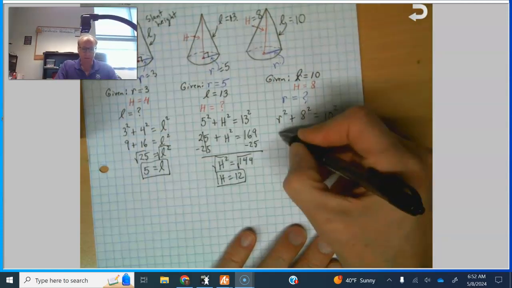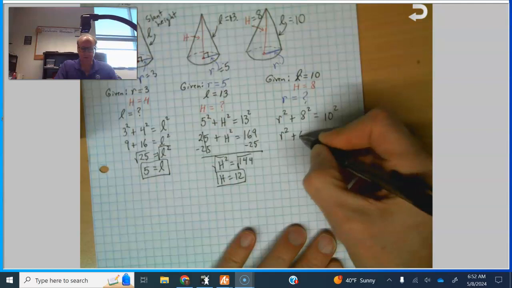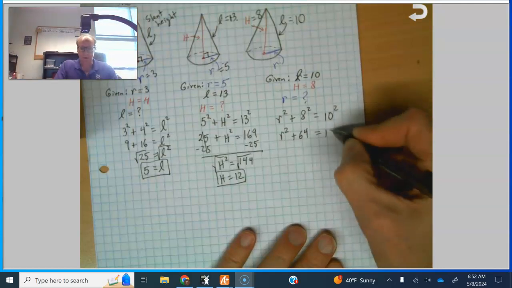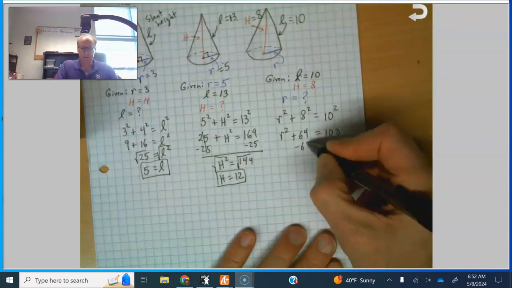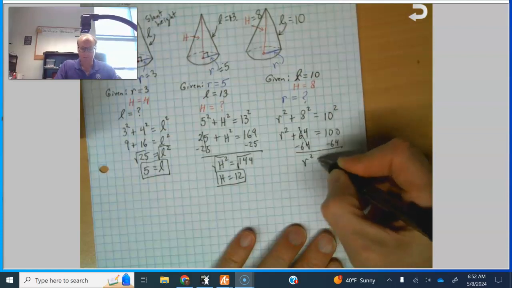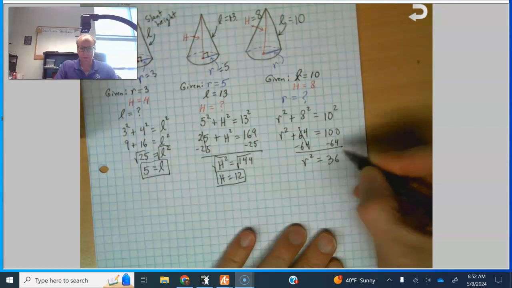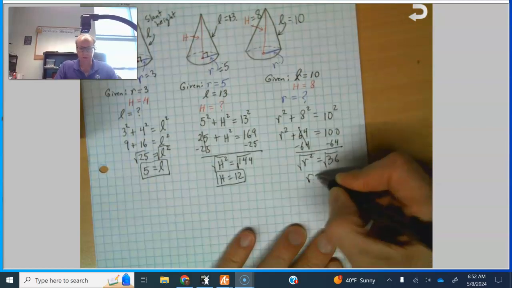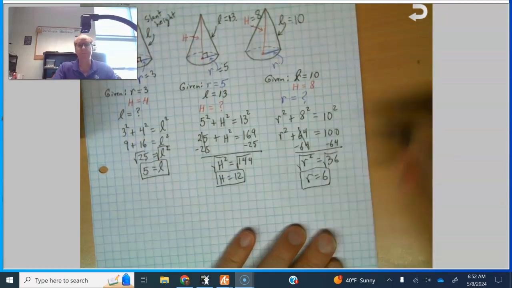I'm going to go ahead and square everything. That's going to be r squared plus 64 is equal to 100. And we're going to subtract the 64, and r squared is equal to 36. And of course, when we take the square root, we get r equals 6, which was expected.